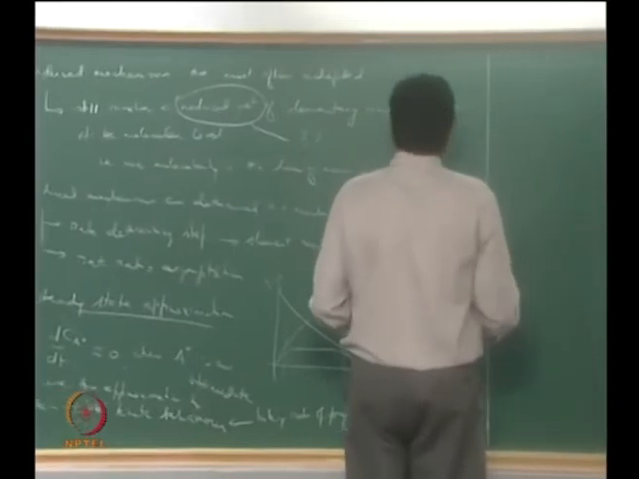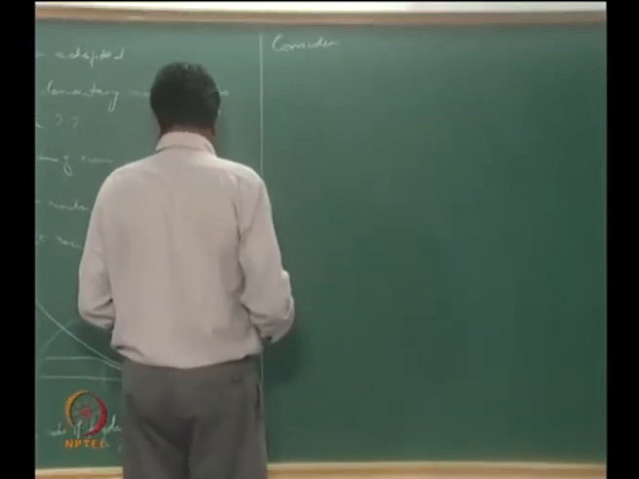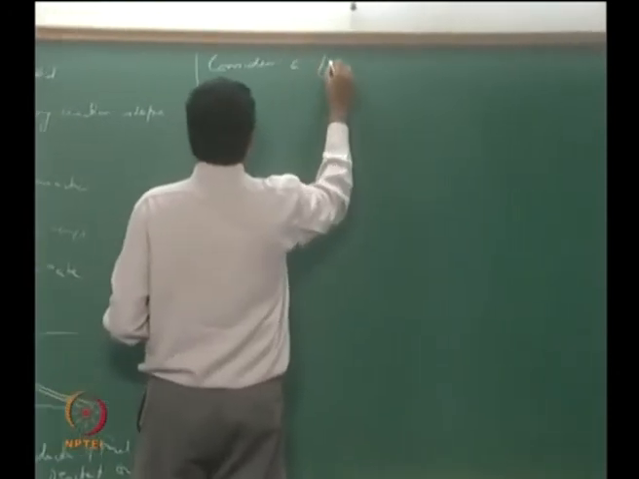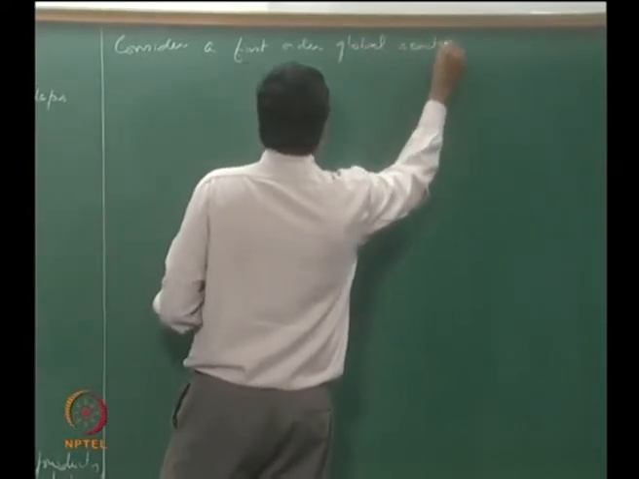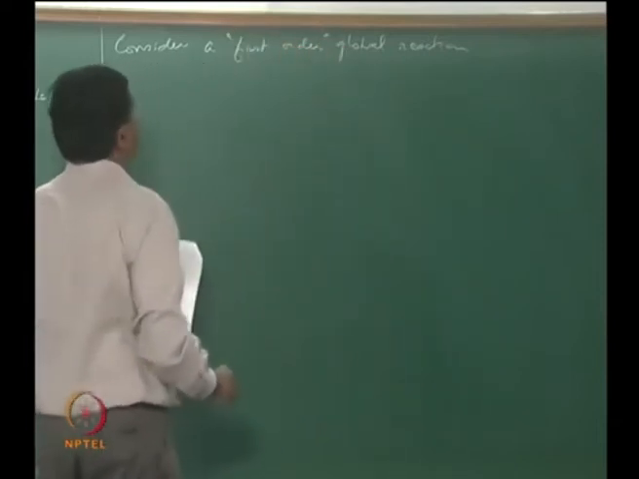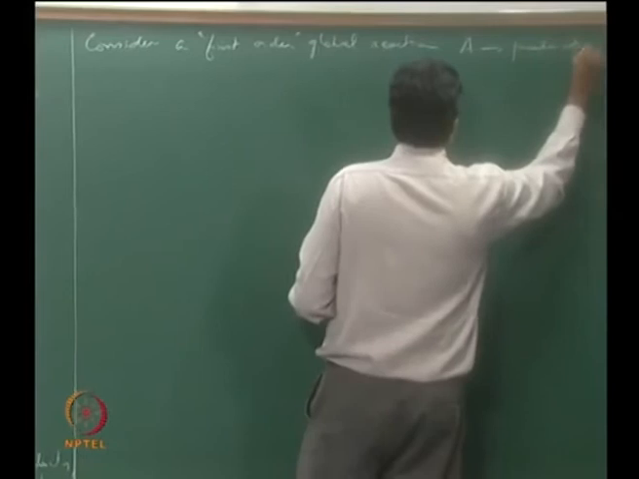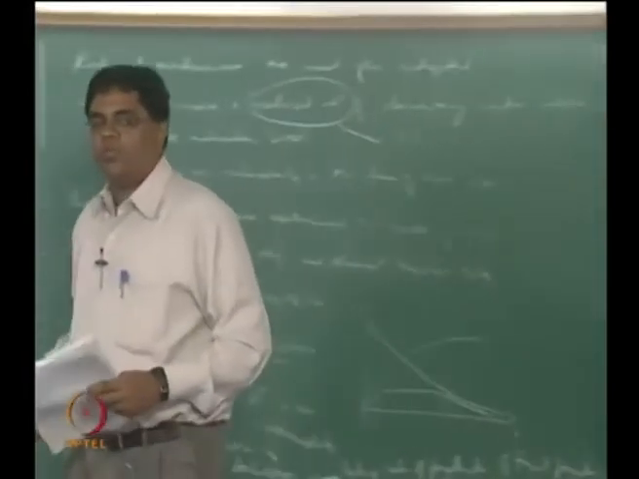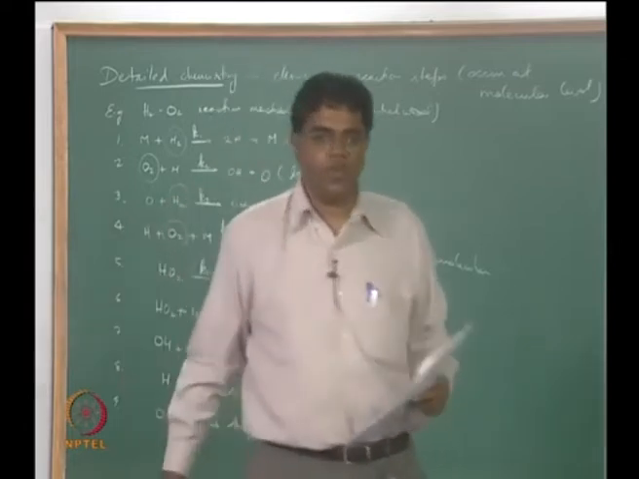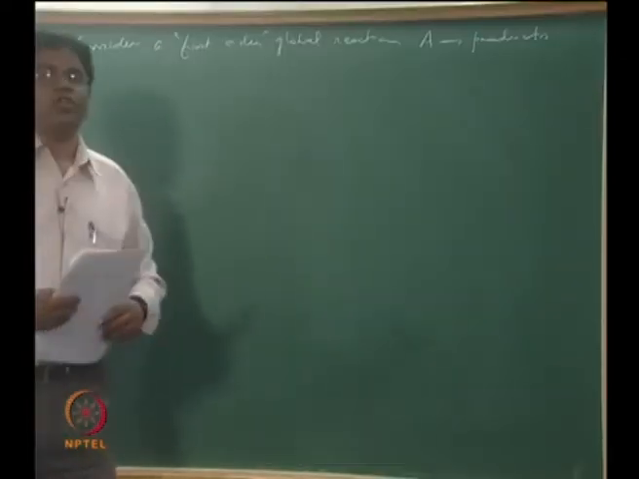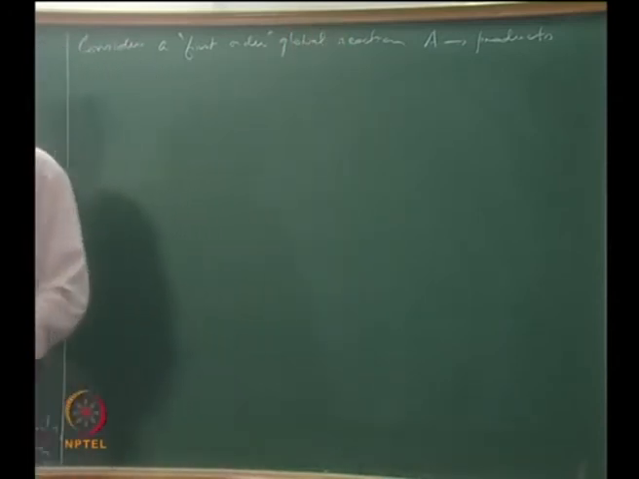So let us suppose that we consider a first order reaction, a first order global reaction. I will put this within quotes: first order global reaction. A gives products. We do not really worry about what the products are, because the law of mass action says that the reaction rate does not depend on the concentration of the products, it is only the reactants that we have to worry about. Not that we are really worrying significantly about the reactants, it is just A. So it is a template reaction.